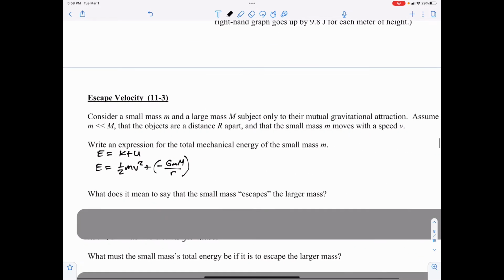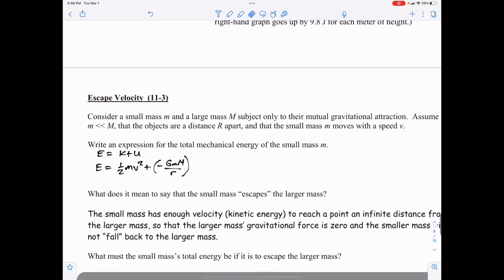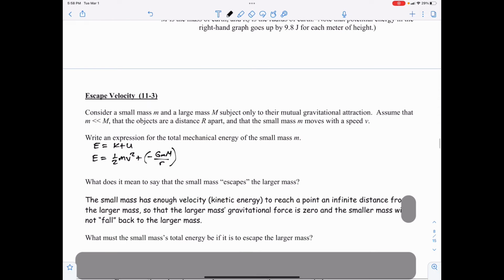Now, what does it mean that the small mass escapes from the larger mass? To have enough escape velocity means you have to have enough kinetic energy to reach a point an infinite distance away from the larger mass, so that the larger mass's gravitational force goes to 0 and the smaller mass will not fall back to the larger one.